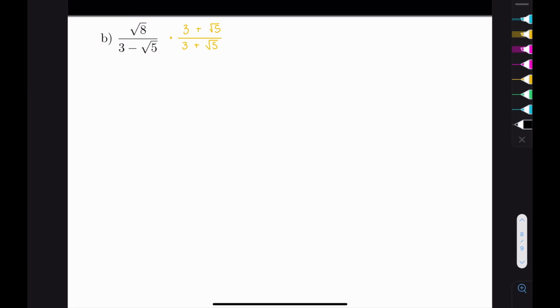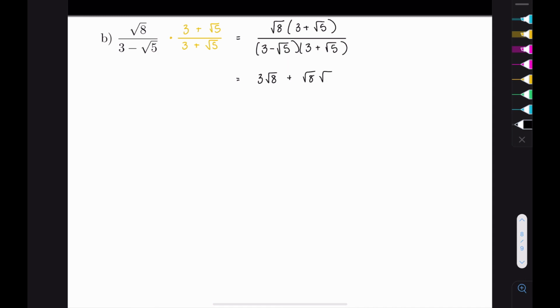Okay. So ultimately, we have a gigantic fraction. We're taking the square root of 8 and timesing it by 3 plus root 5. And then in the denominator, we're going to have to FOIL these two expressions together. Okay. So in the numerator, we end up with 3 times the square root of 8, and then the square root of 8 times the square root of 5.